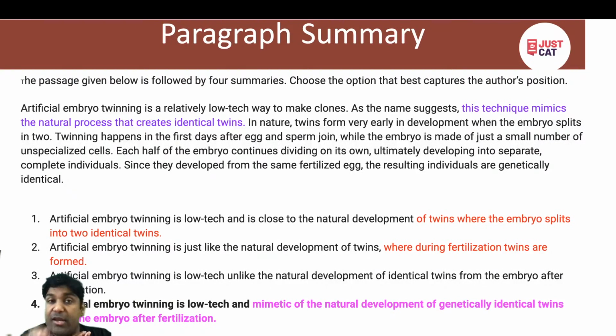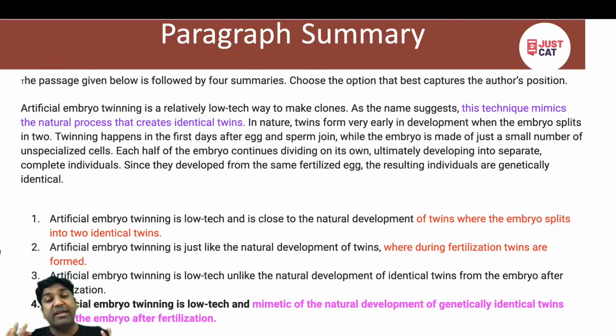You see, it says very clearly whatever has been said, it just summarized it. Artificial embryo twinning is low tech, and it is mimetic of the natural development of genetically identical twins. So it mimics the natural process that creates. So it's copying it. It's correct. Low tech, it is correct, of genetically identical twins. Natural development of genetically identical twins from the embryo after the fertilization.